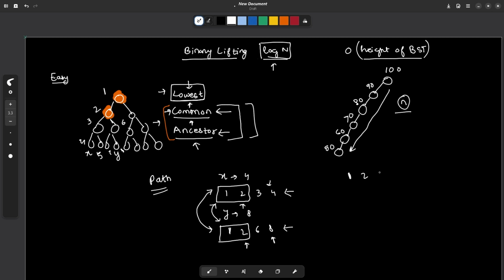So if the list was like this, 1, 2, 3 and 1, 2, 3 as well. So let me just take one more example. So if I talk about x is equal to 4 and y is equal to 5.